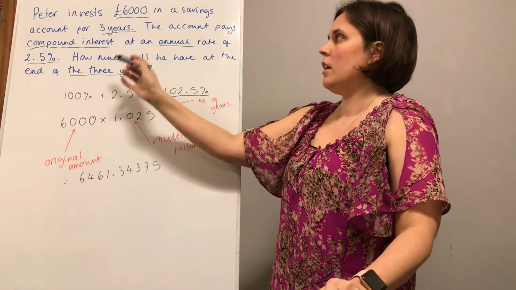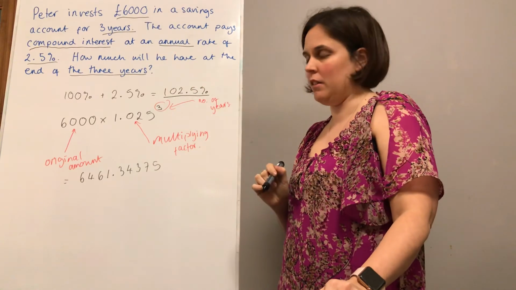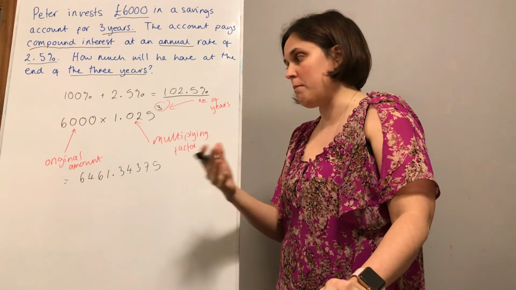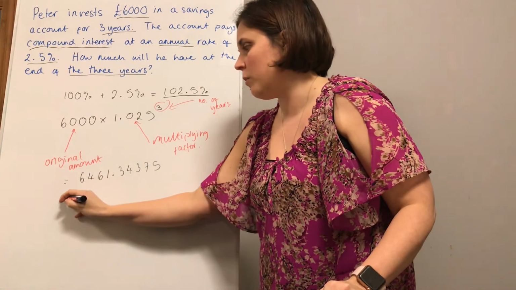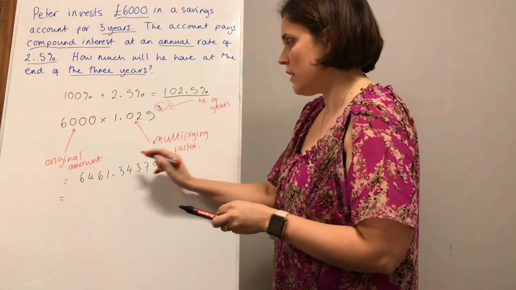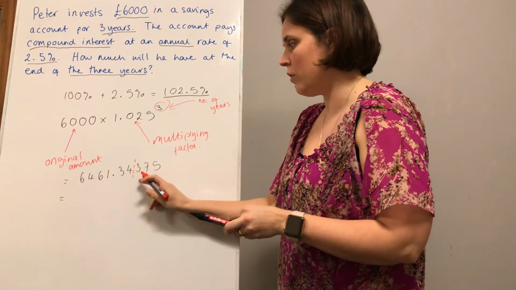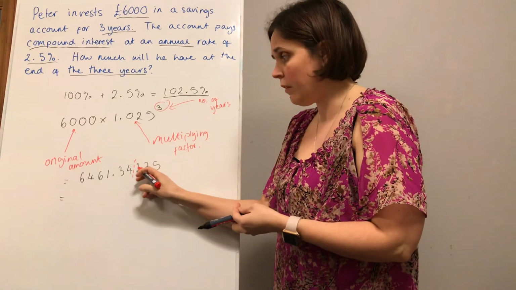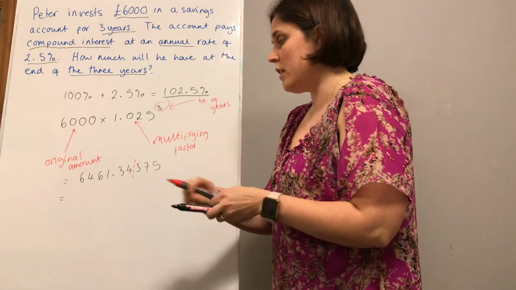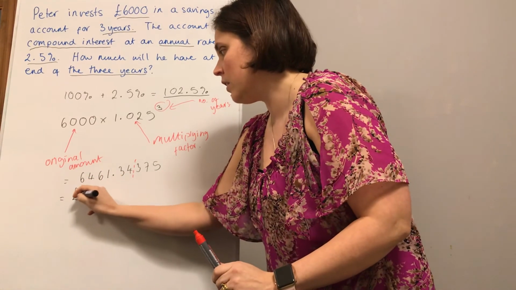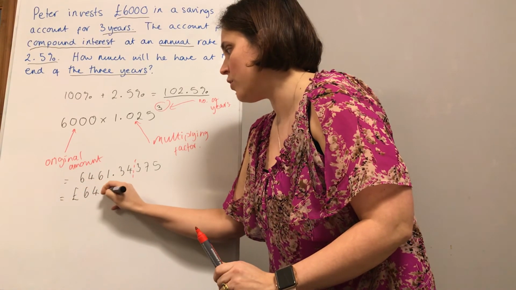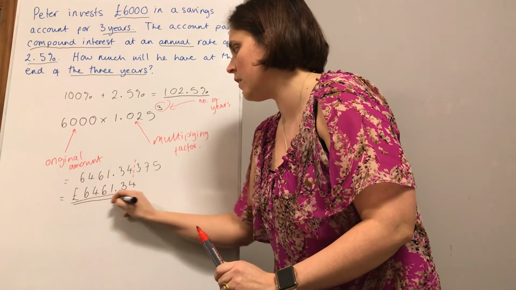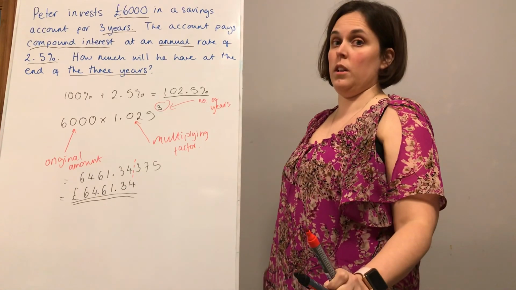Well, the clue is that it's a bank account and it's money, okay? And money will always be to 2 decimal places because we have pounds and we have pence. So we're going to round to 2 decimal places. So there is our cutoff. We look to the 3. If it's 5 or bigger, we round up. It's not, so we leave that number alone. So our final answer is £6,461.34. And that's nice and simple and straightforward.